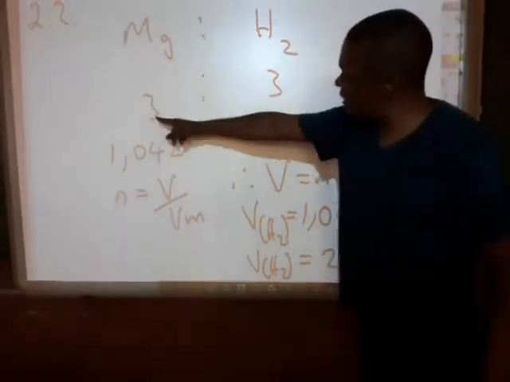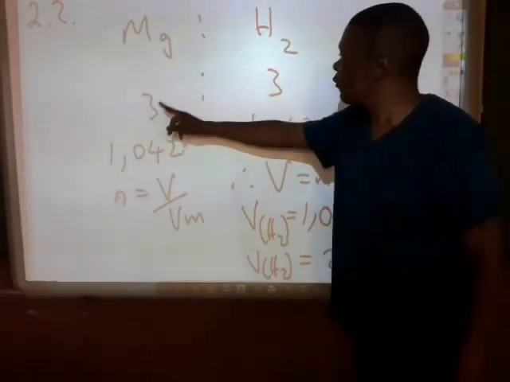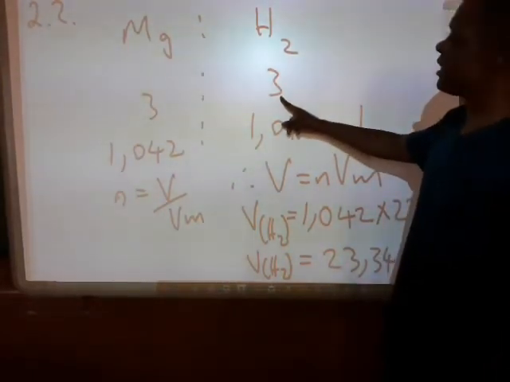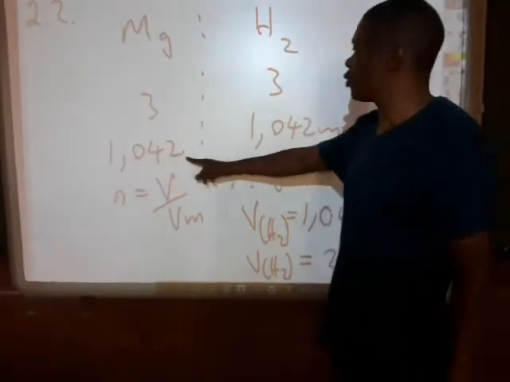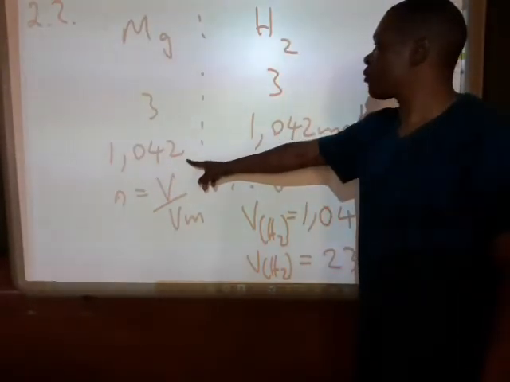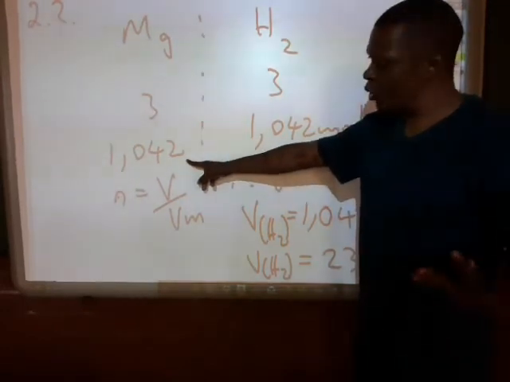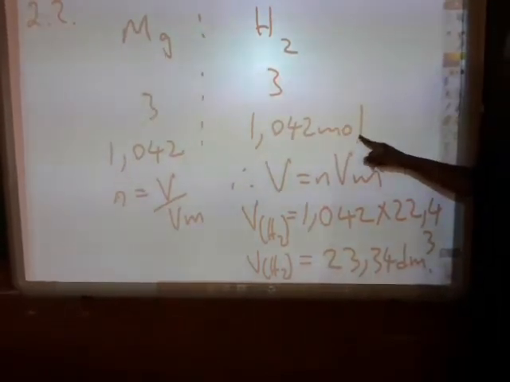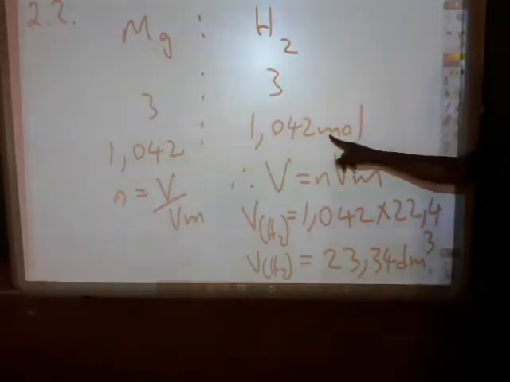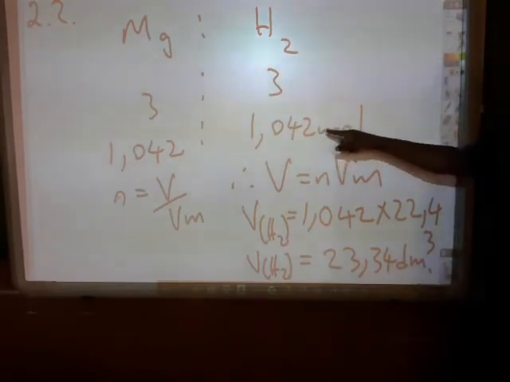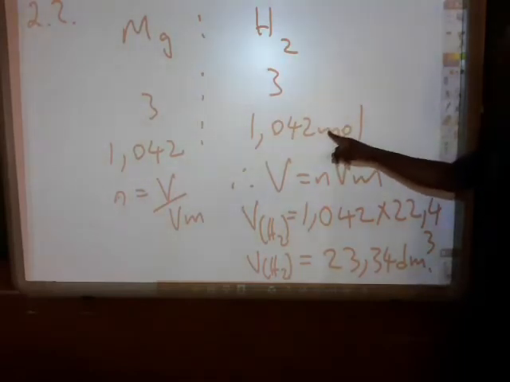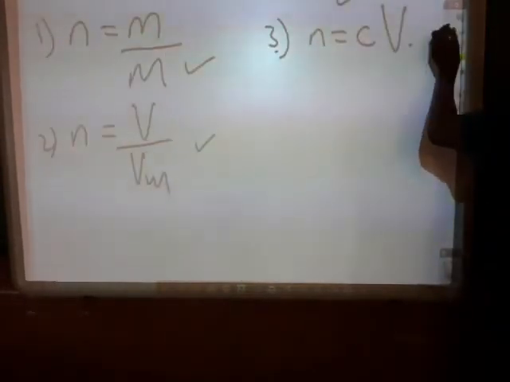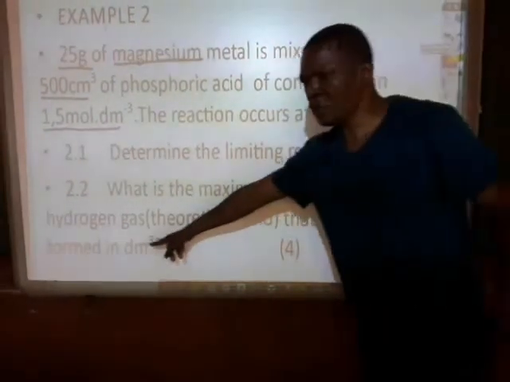Now we know that for every 3 moles of magnesium, we form 3 moles of hydrogen gas. The amount of limiting reagent we have is 1,042 moles, and as a result, the amount of product in terms of moles that we can form from the limiting reagent is 1,042 moles. So this becomes the theoretical yield, or the maximum amount of hydrogen that we can form from the limiting reagent. But if we look at our question, the answer must be given in cubic decimeters.